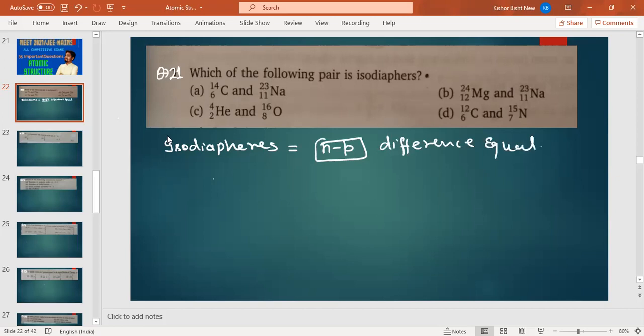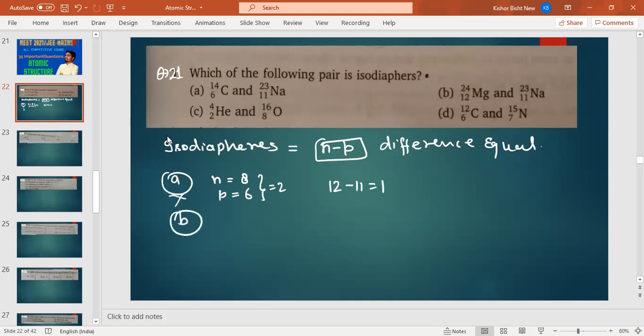Now you see in this first case, A case, 14 minus 6. Neutron is atomic mass minus atomic number, that equal to 8, and proton is 6. So you will get 8 minus 6 is equal to 2. In the sodium case, you will get 23 minus 11, yani ki 12, minus 11, you will get 1. So it is not isodiphers.